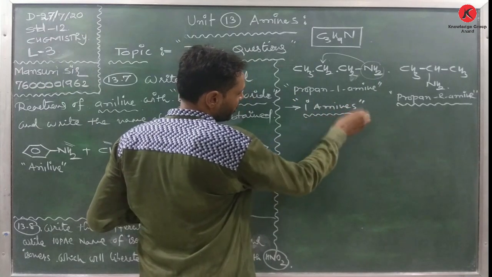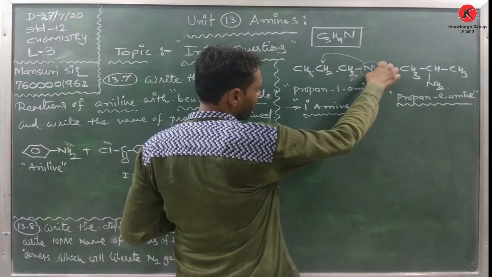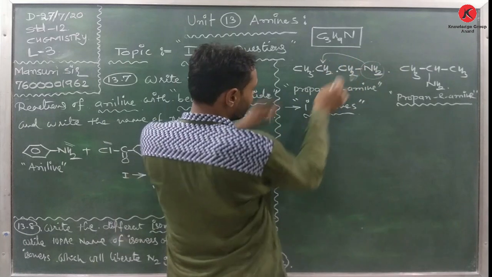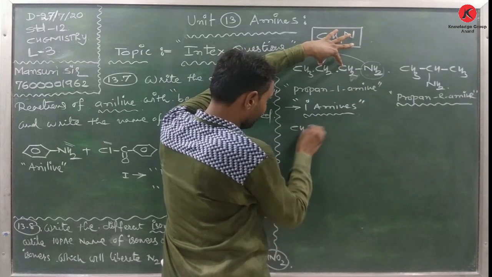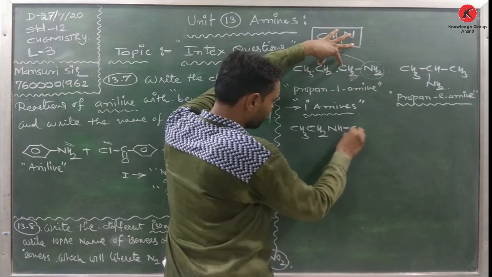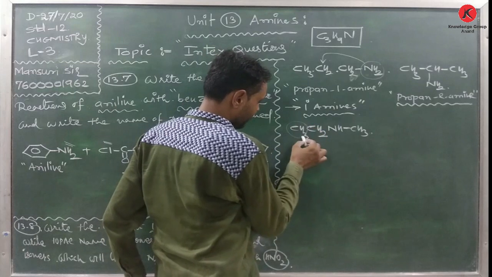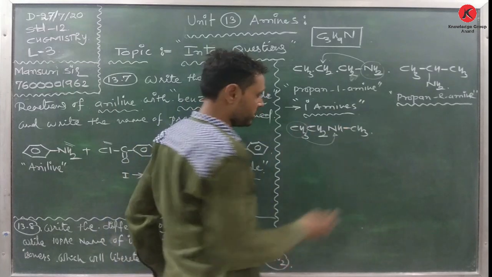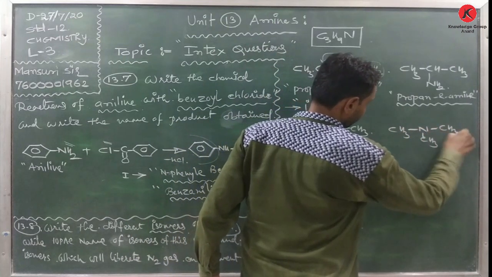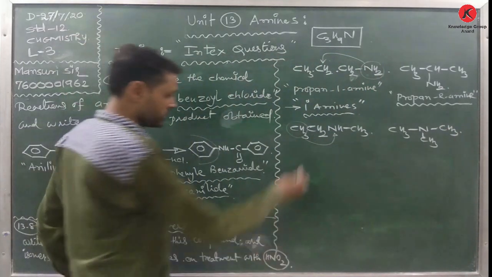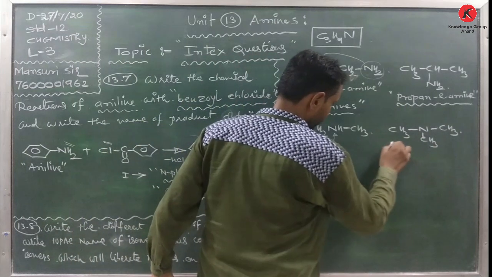Now we are moving to the 2 degree amines. Here NH will go between these 2 carbons, so my amine will be like this: CH3 CH2 NH CH3. Thereafter this methyl will go toward the nitrogen, so CH3, N, CH3 with another CH3. This is my tertiary amine. So this is a secondary amine. This is a tertiary amine.